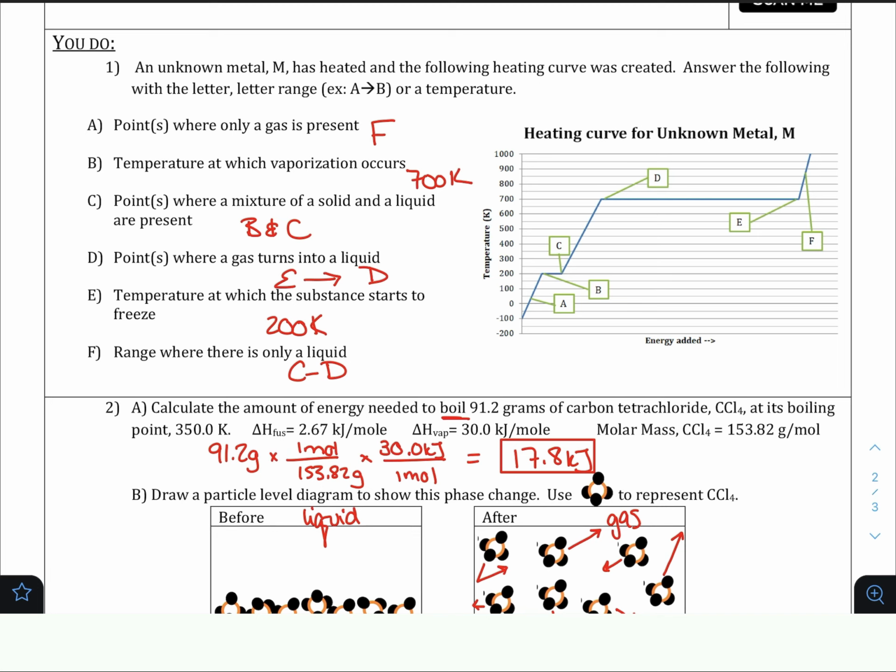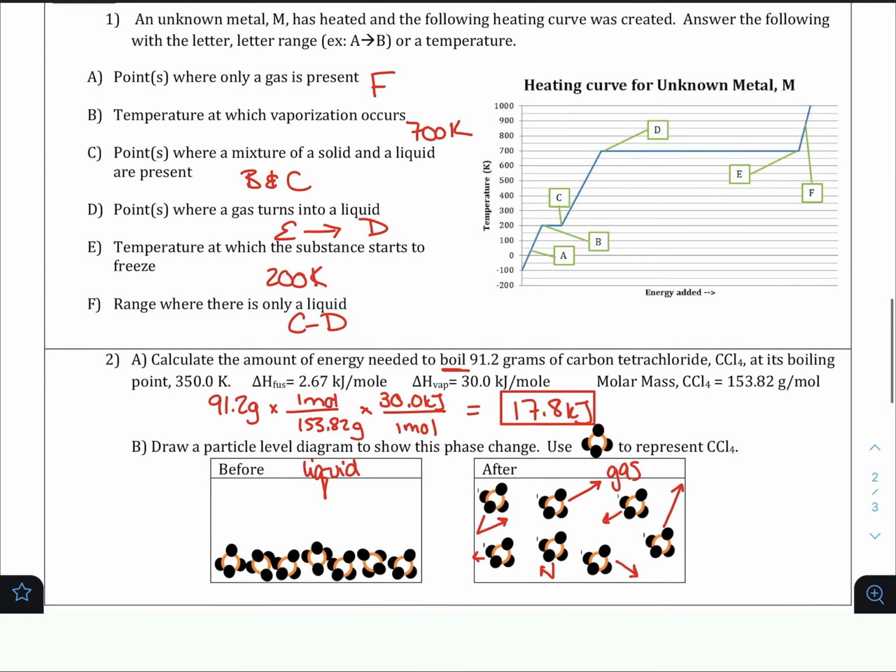All right. Then the last one, range where there is only a liquid. That would be the range between C and D. Not at point C or point D, because at those points, conversions are still happening. We're talking about this diagonal line here. Then A, for number 2, calculate the amount of energy needed to boil.